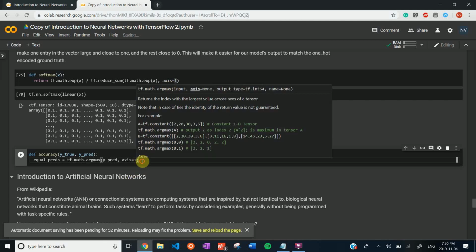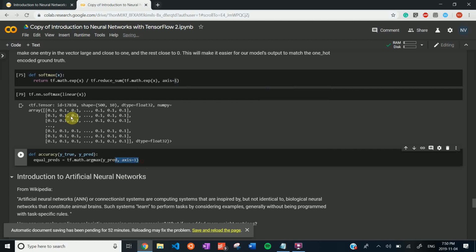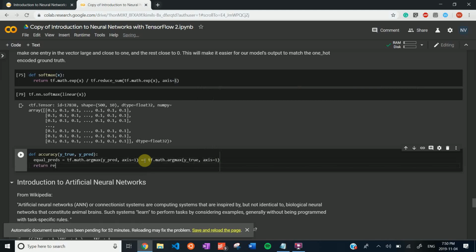So argmax basically finds the position where the probability is the most. And as we talked about before, whichever probability is the highest, that's our model's prediction. This function will return which index is the highest. And we're basically checking if that's the same as y true. And in order to calculate the accuracy, we're just going to take the average of how many are right.